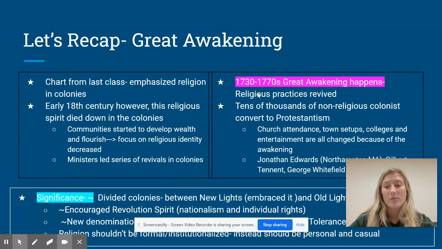The most important thing that I want to talk about is that this Great Awakening encouraged this revolutionary spirit, okay, this focus on nationalism and on individual rights. It became a notion that there should be democracy in the church, so being able to have that independent identity, and there also should be democracy in the state. So we start to see the foundations of what will later come as the American Revolution start to form.